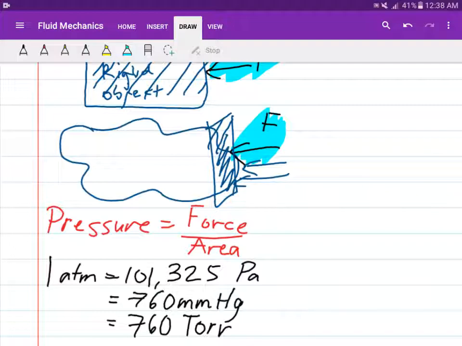So we are much more interested in pressure rather than the individual force. So the fluid pressure is equal to the force applied on the fluid per area on which the force is applied.